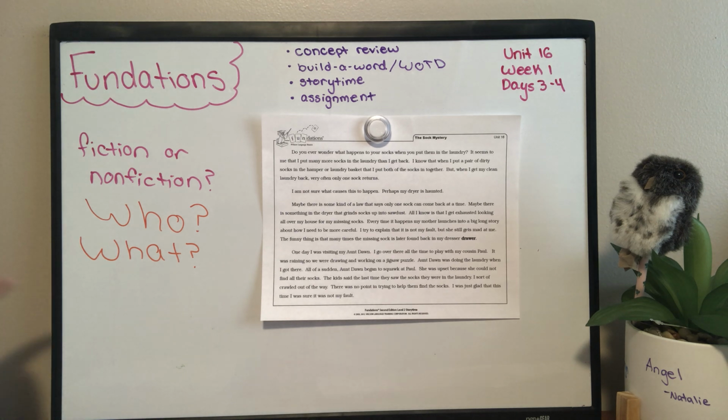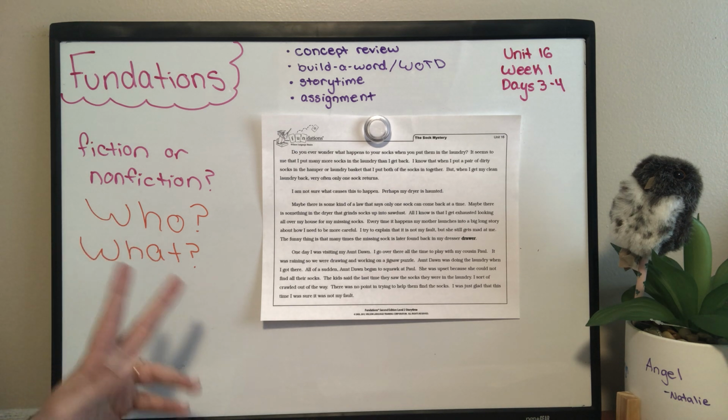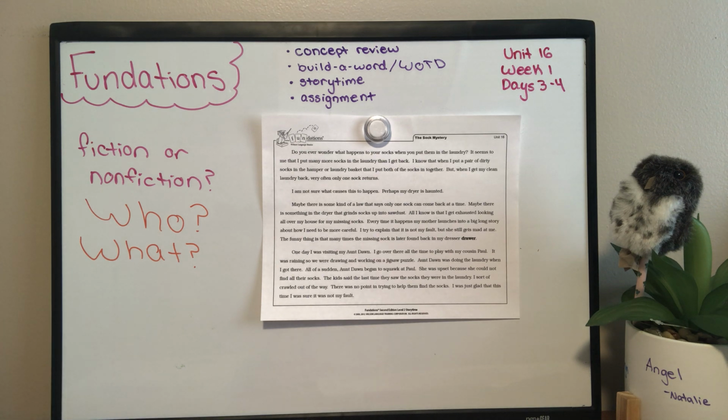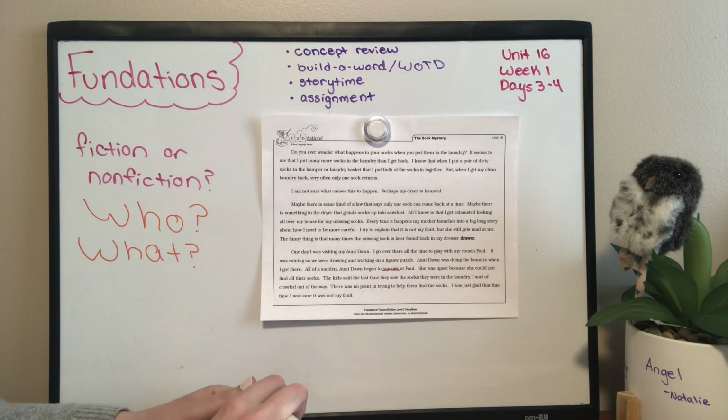Who, what, we don't have to do when, we don't have to do where, we don't have to do why. But there are two words here that don't make a whole lot of sense, and I want you to tell me the meaning of these words. The last paragraph, paragraph number 4, there's a sentence that says, all of a sudden, Aunt Dawn began to squawk at Paul. What does the word squawk mean in that sentence? Think about it. What does the word squawk mean in that sentence?